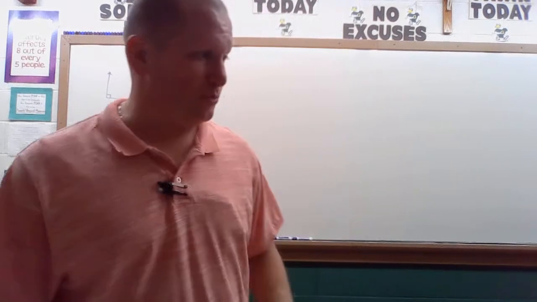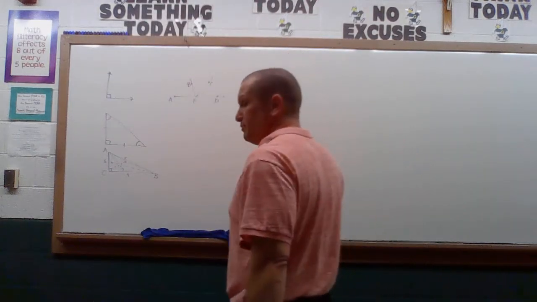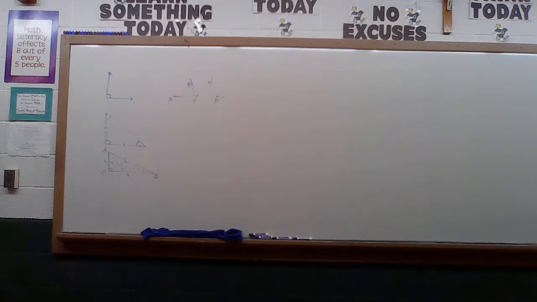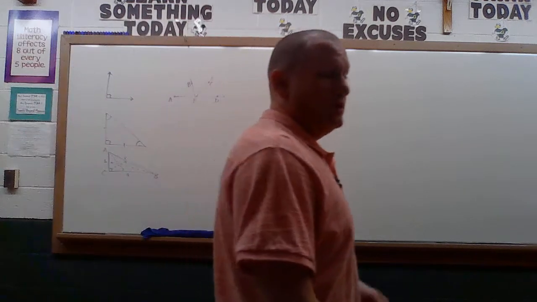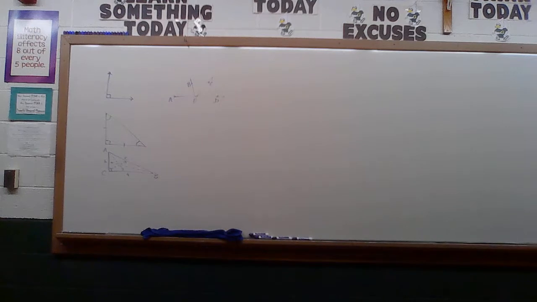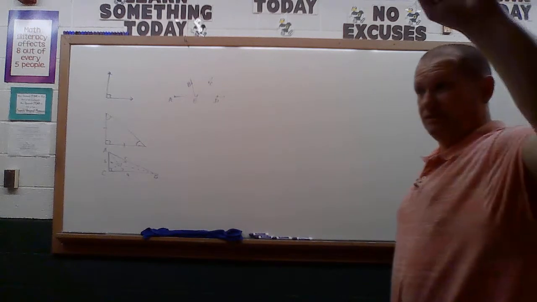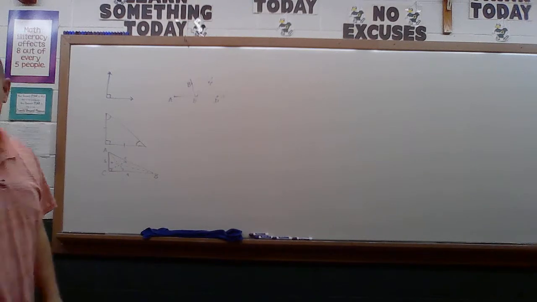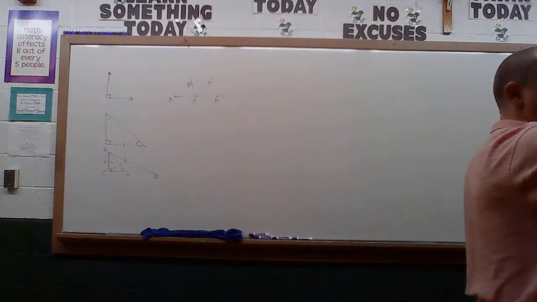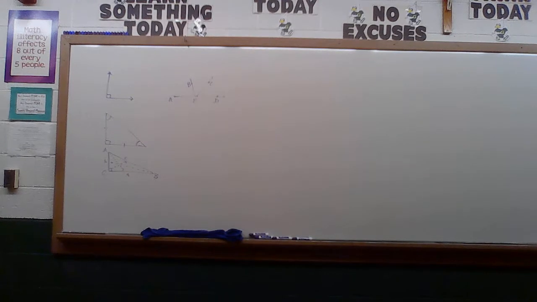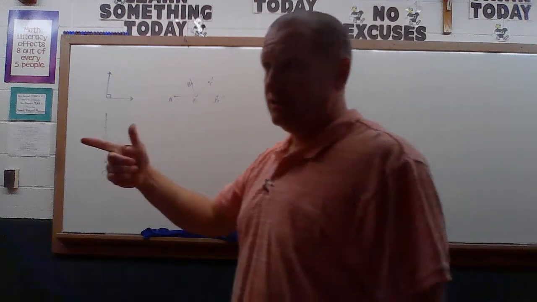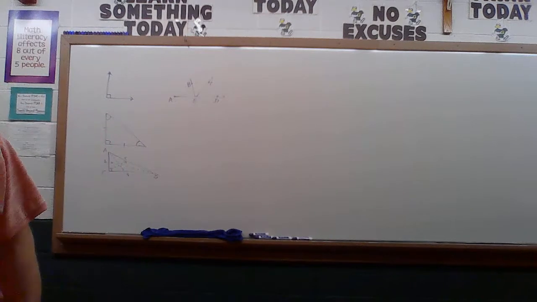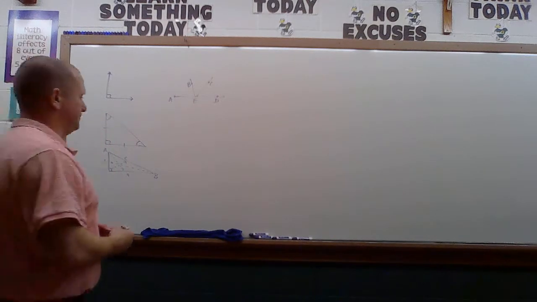All right, I want you to close your book right now. Find a little piece of scratch paper. On your piece of scratch paper, there's three important formulas that you need for this chapter. This is really important because some of you really struggled with this on the quiz. So I want you to write the Pythagorean theorem, the distance formula, and the midpoint formula.